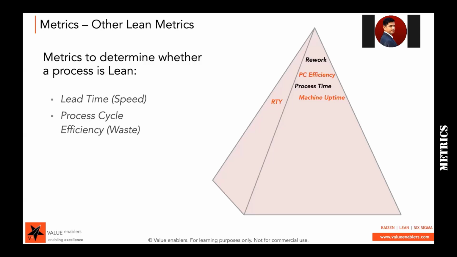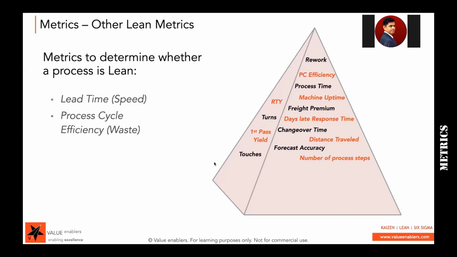Okay, so machine uptime, rolled throughput yield, freight premiums, inventory turns, days late, response time, changeover time, first pass yield, distance traveled. I'm just giving some indicative metrics, okay? Number of touches in some industries, wait time, number of process steps, conversion or proposal time, samples. This is not an exhaustive list. This is only an indicative list, okay?